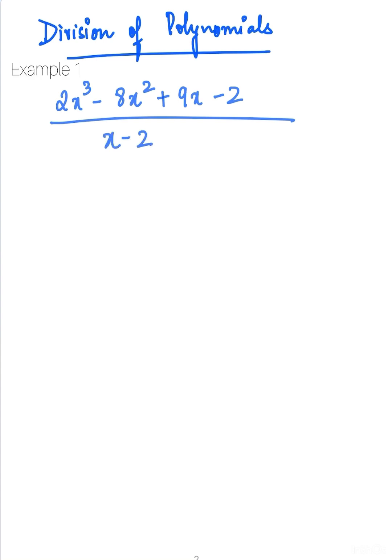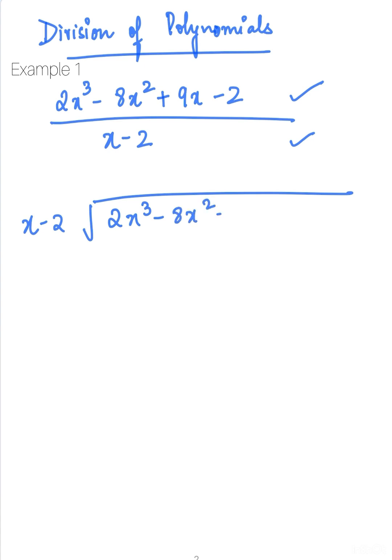What we have over here are two polynomials of varying degrees. The highest degree in the numerator is 3 and the highest degree of the polynomial in the denominator is 1. So we are going to think about our regular division and see how that applies to dividing polynomials here. I'm going to rewrite this over here: 2x cubed minus 8x squared plus 9x minus 2.